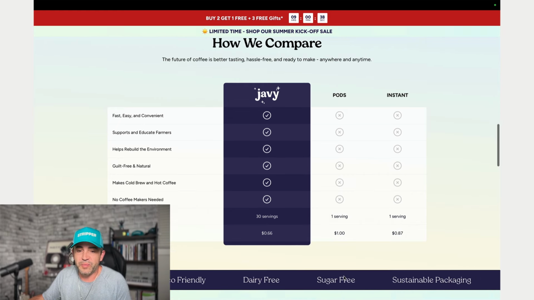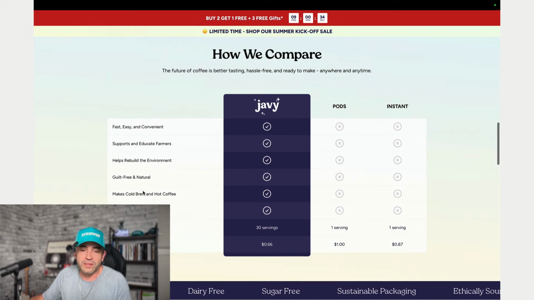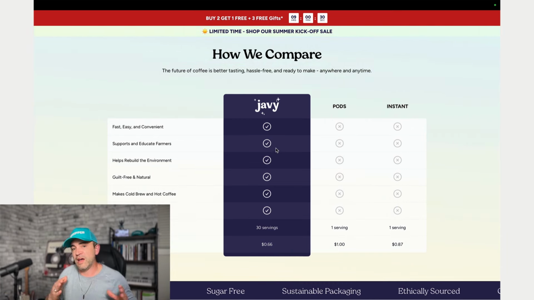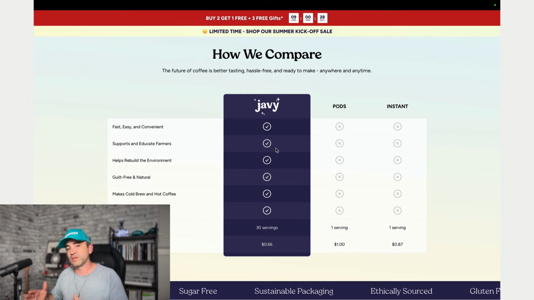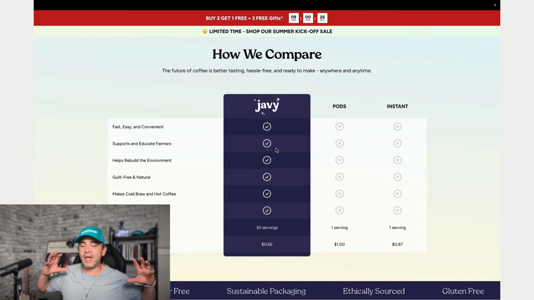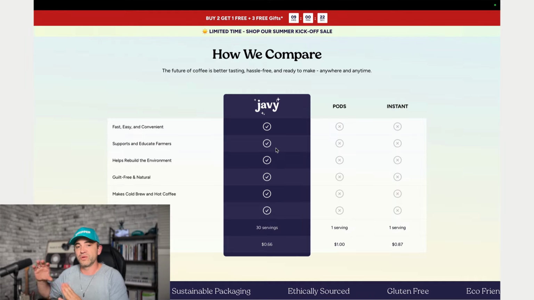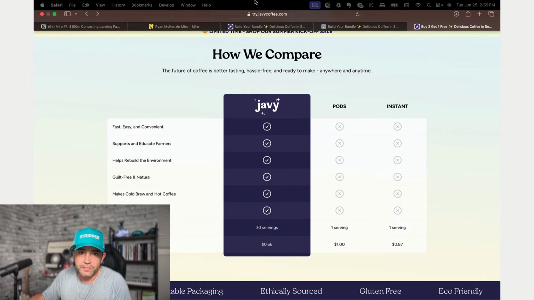They have a couple of the benefits rolling around right underneath the "how we compare." But this is a great section for people who have moved beyond solution aware into product aware and are trying to figure out why this brand over the competitor.